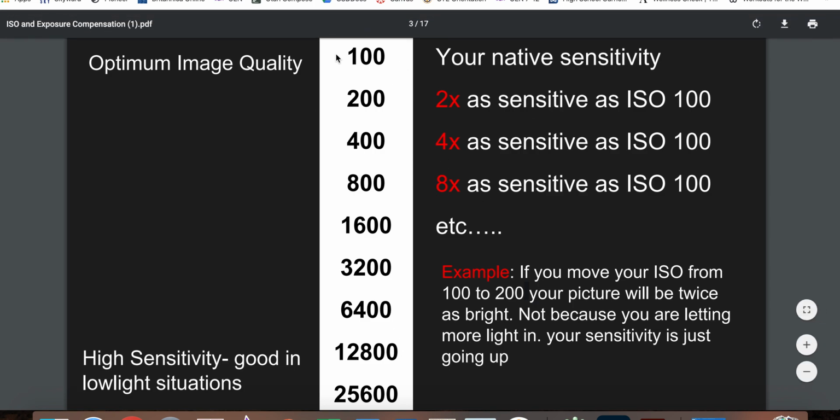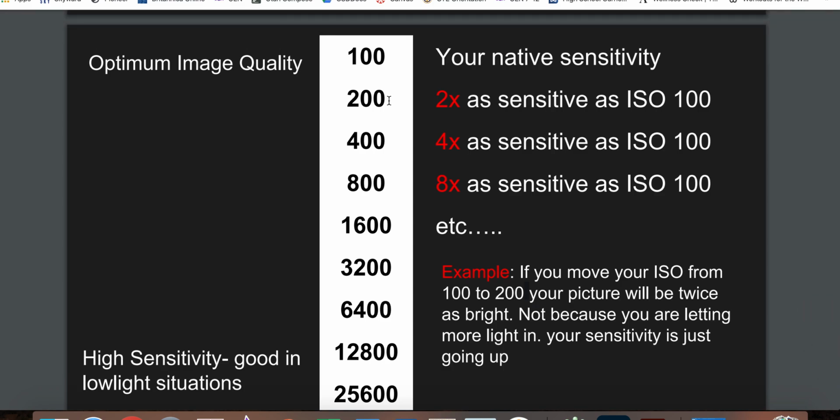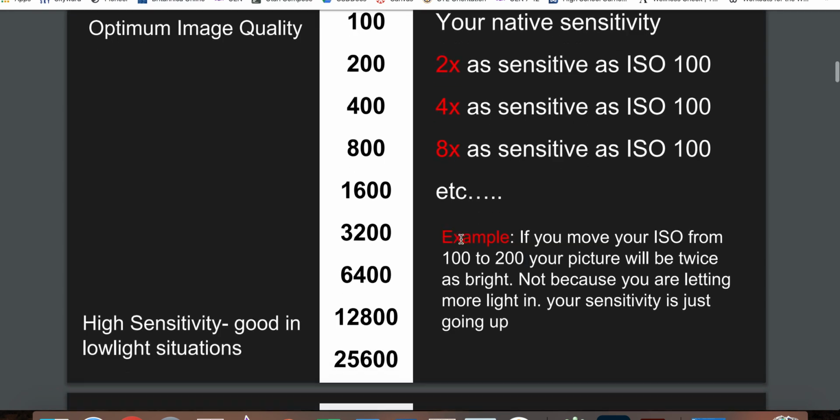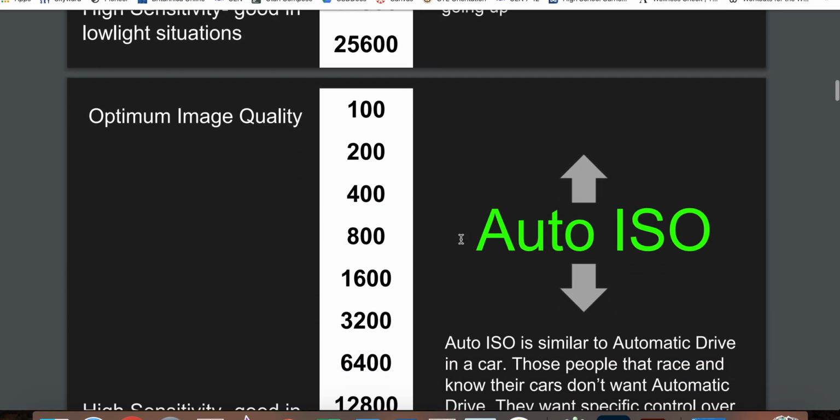Now, what these numbers mean: 100 is the base that you start off at. If you go up to 200 in your ISO, your camera is now twice as sensitive to the light when taking your photograph. If you go up to 400, now it's 4 times as sensitive with capturing the light in your photograph. If you go up to 800, it's 8 times as sensitive to the light and to the exposure. And it just keeps going on and on for how sensitive it is at capturing that light.